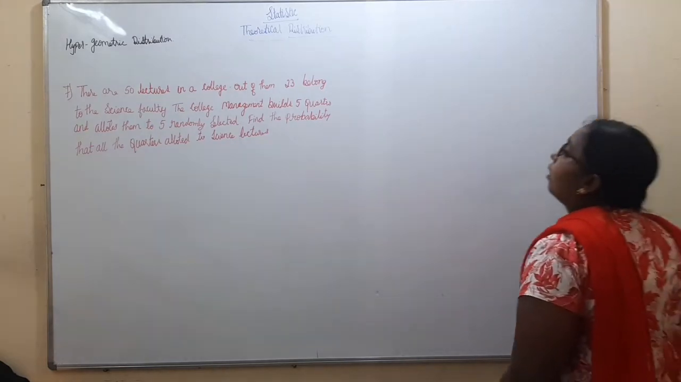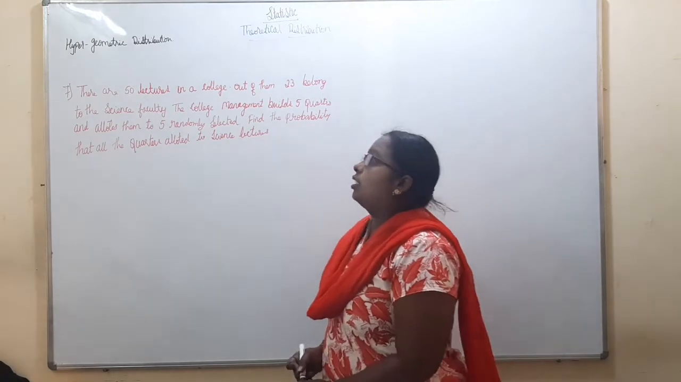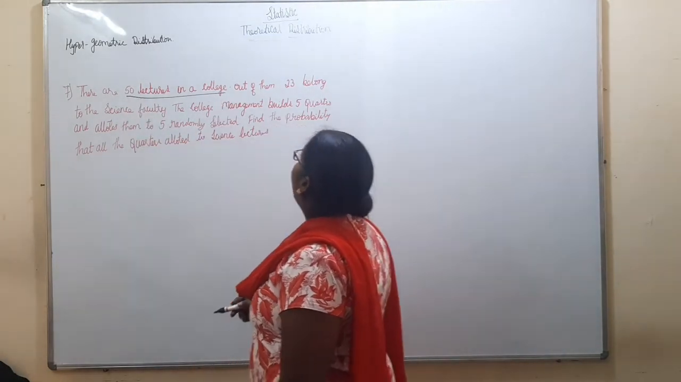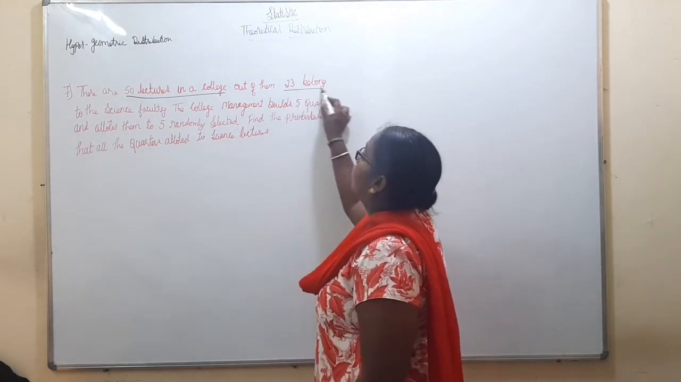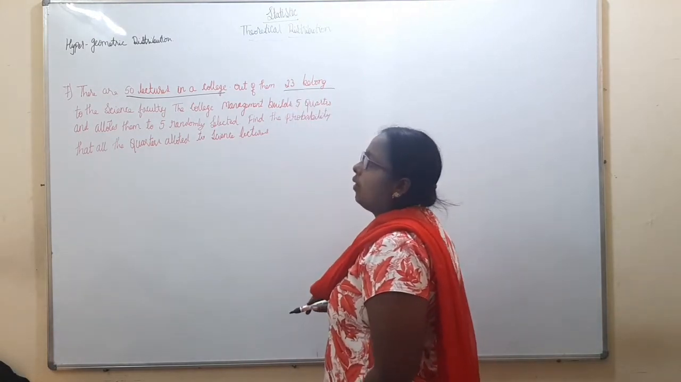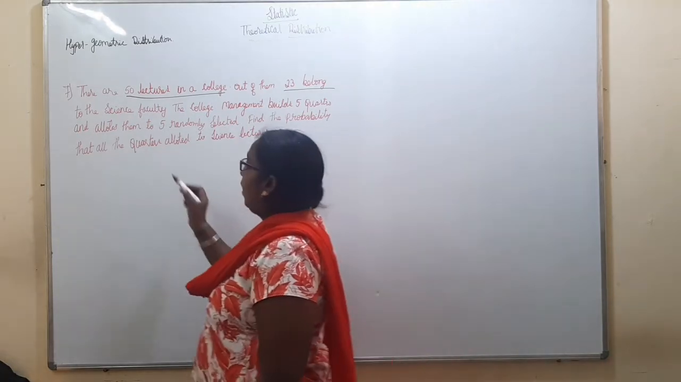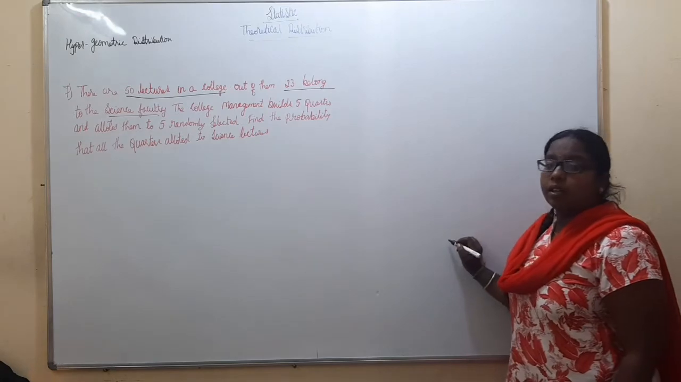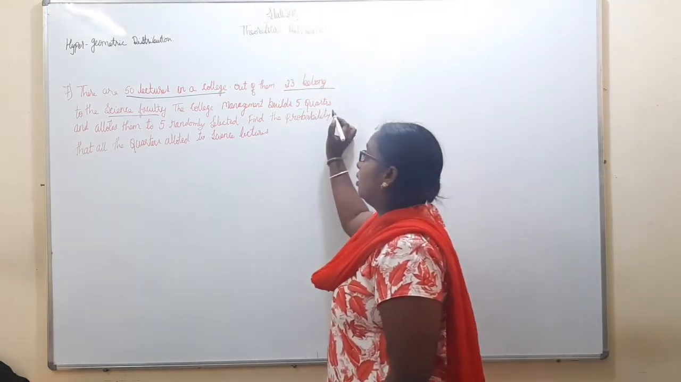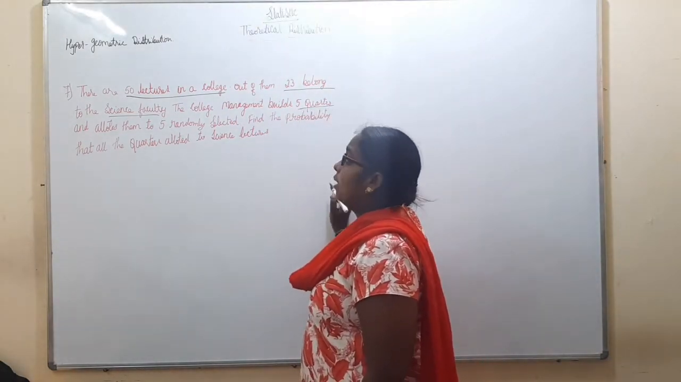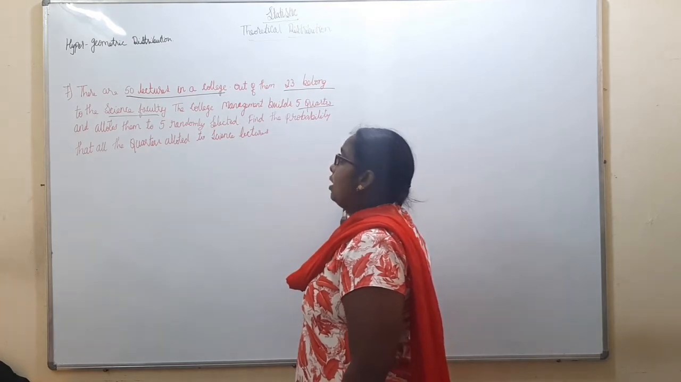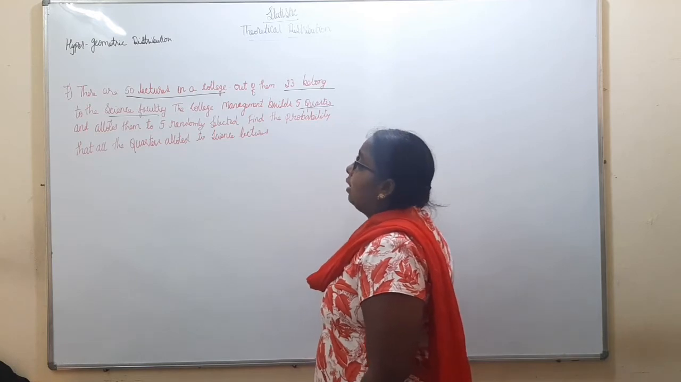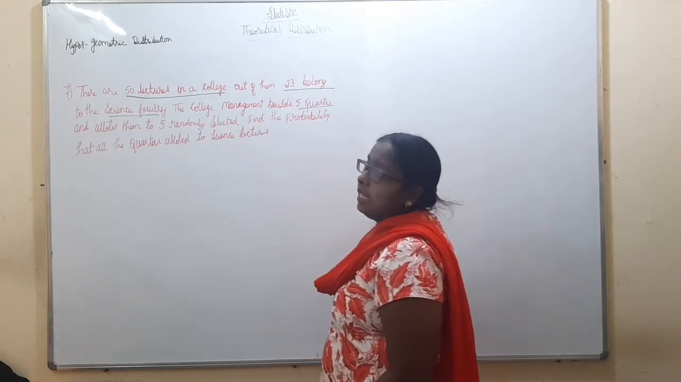Okay, as homework. See here, there are 50 lecturers in a college. Out of them, 23 belong to the science faculties. The college builds 5 courses, and it allots them randomly to 5 lecturers. Find the probability that the courses are allotted to the science lecturers.